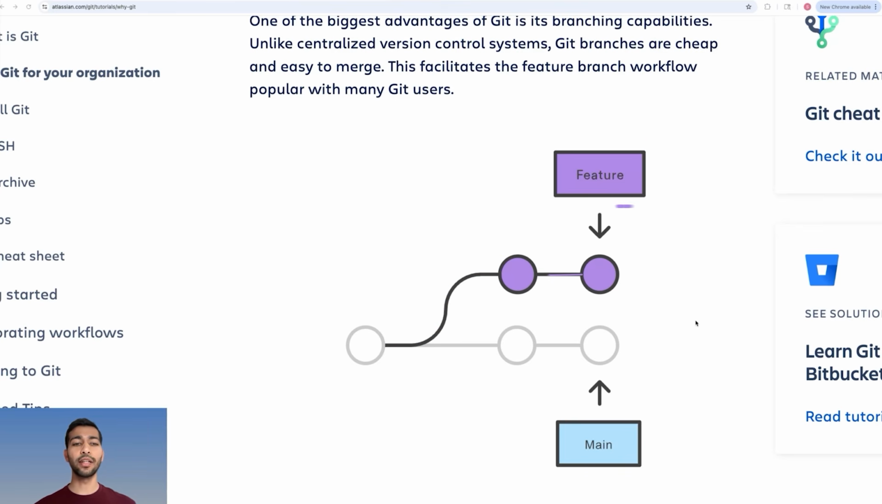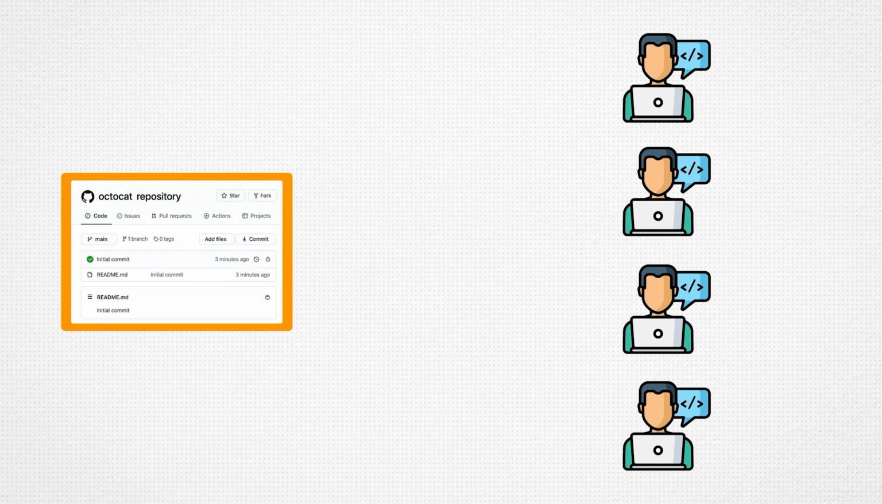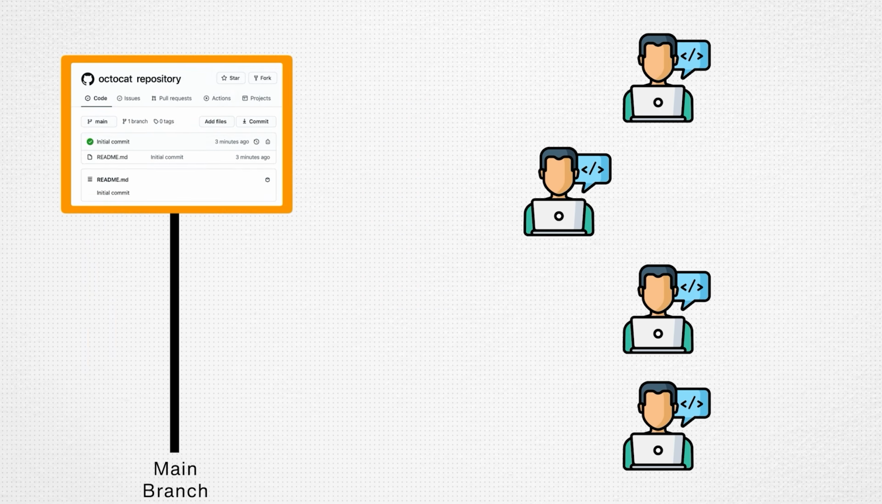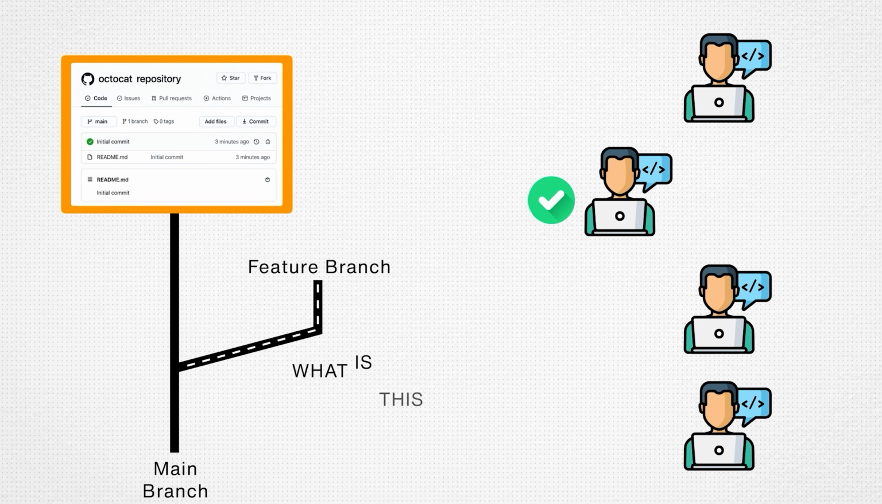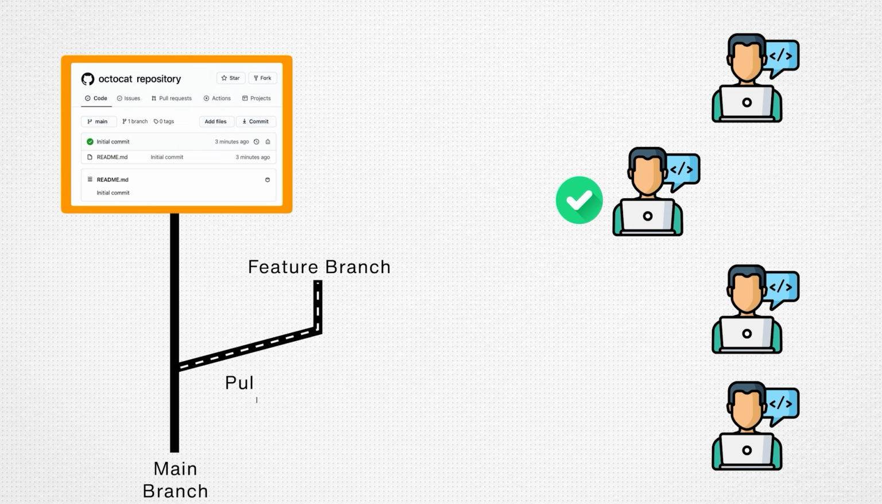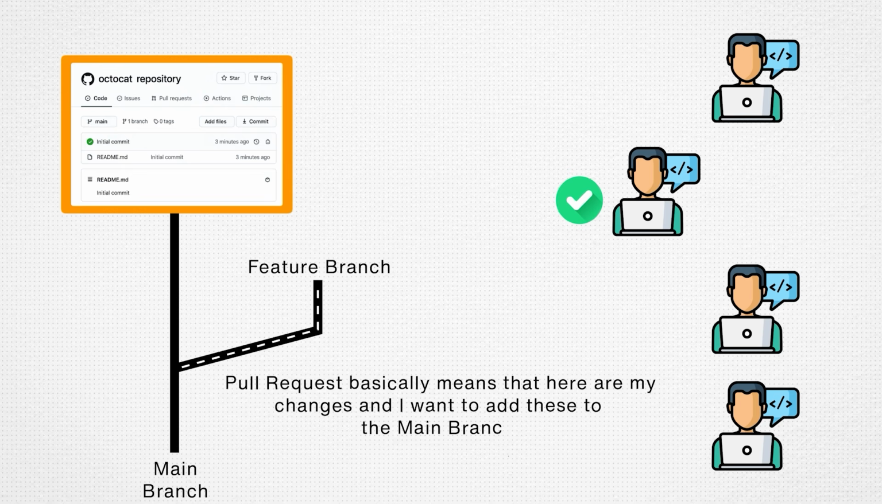Now, what are these branches and why are they used? So you can assume, let's say, there are multiple developers working on this particular repository and they are making different kind of changes. Now, let's say a person is working on this feature branch. So they'll keep on adding more and more commits to that feature branch. And once they are confirmed, they'll send a pull request from this feature branch onto the main branch. Now, what is this pull request? Pull request basically means that here are my changes and I want to add this to the main branch.